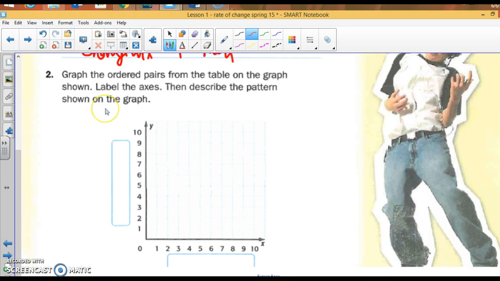You can graph those ordered pairs on this table. So, our x value is the time in minutes, and the y value is the number of songs. The first one is 0 minutes, 0 songs. Then it is 1 minute for 2 songs, 2 minutes for 4 songs, 3 minutes for 6 songs, and so on. There is our graph, and the rate of change is 2 songs per minute.